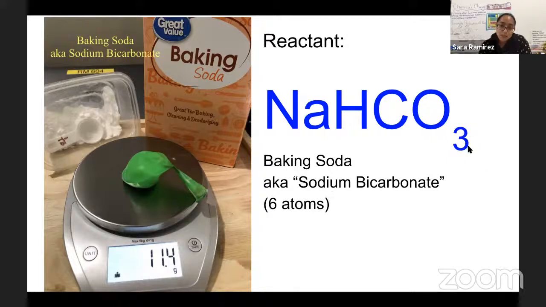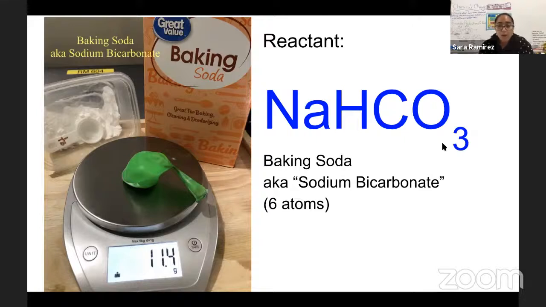So we have that subscript here, and that subscript is telling us that we have 3 oxygen atoms. Now the other symbols don't have a subscript. So if there's not a subscript, it's just understood that there is 1 atom. So for example, carbon has 1 atom, hydrogen has 1 atom, and sodium has 1 atom.